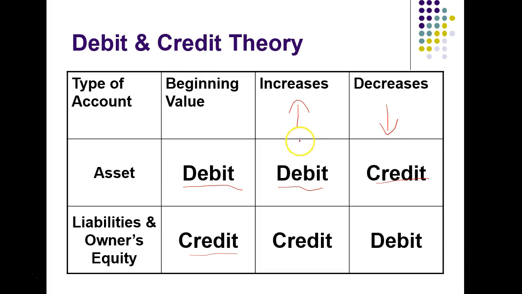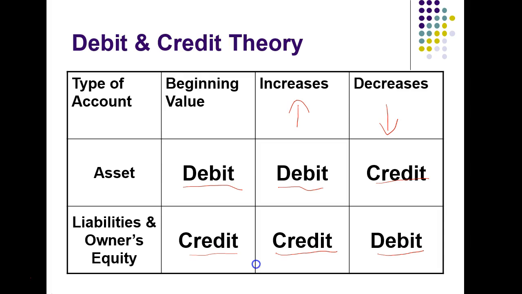And when we want to increase our liabilities or our owner's equity, when we owe more money or we invest more money or we make a sale in owner's equity, we are going to credit those accounts. And when we want to decrease our liability, when we've paid off some of our debt, we are going to debit the account. And with owner's equity, when we incur an expense, we are going to debit the owner's equity account.